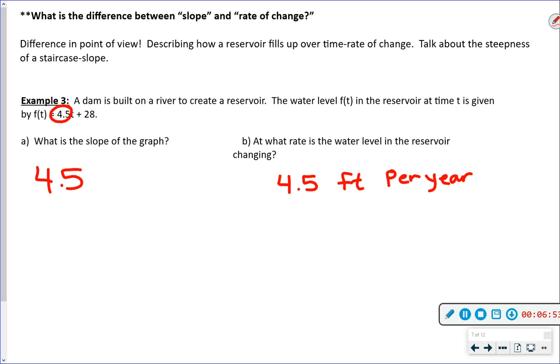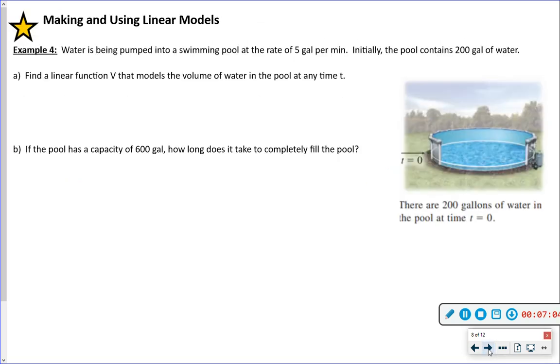That's a very sloppy p. They didn't really give us a specific time. We're going to assume it's 1. So they're the same thing. It's just how they phrase it. Well, so a good review of rate of change, I guess. Making and using linear models.